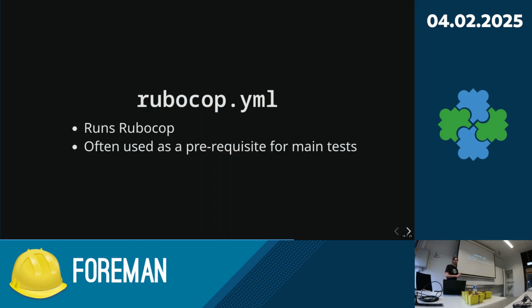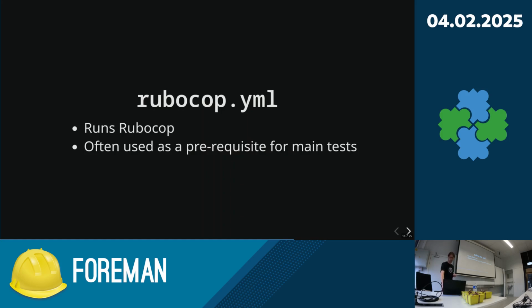This is what we very often use as a prerequisite before we start the whole complex, expensive build. Just run Rubocop. If that fails, well, there's no point in testing everything else. So many workflows simply say, run Rubocop, and then the test suite itself needs Rubocop. And you can compose your actions.